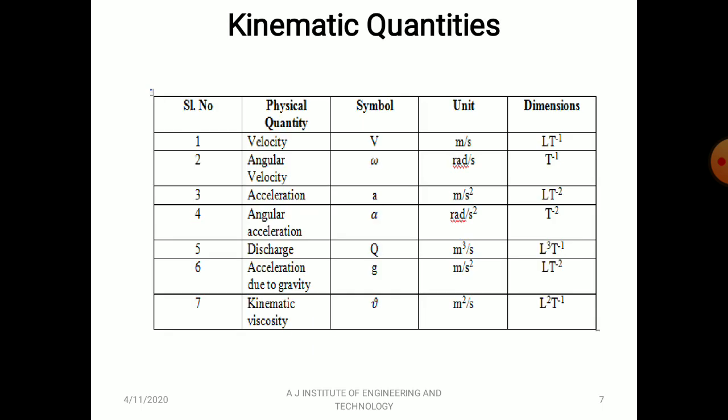Next, kinematic quantities. We have around 7 kinematic quantities listed here. So the first one is velocity, symbol is V, unit is meter per second, dimension is L T to the power minus 1.